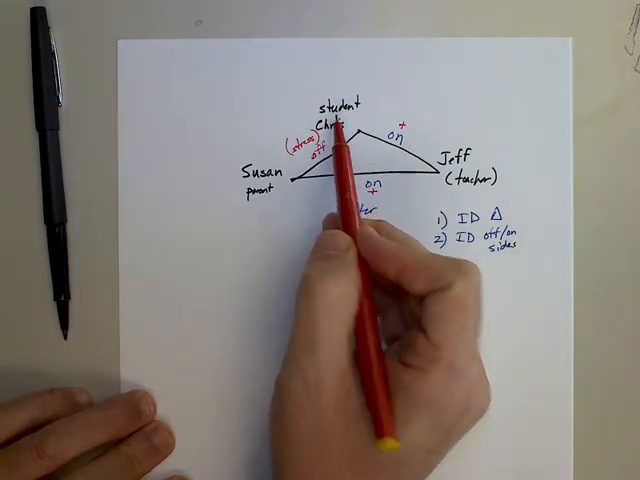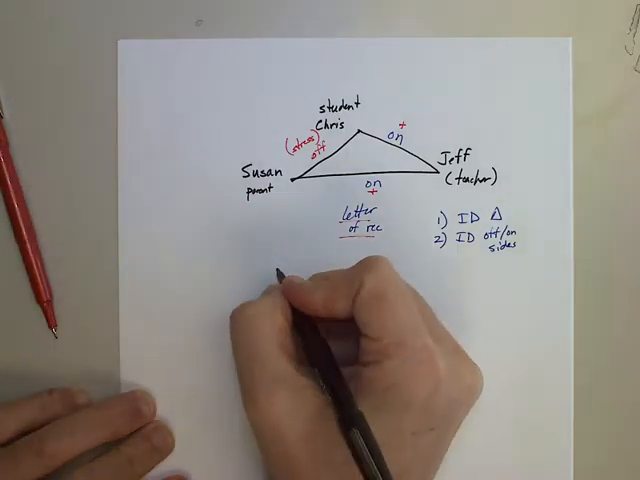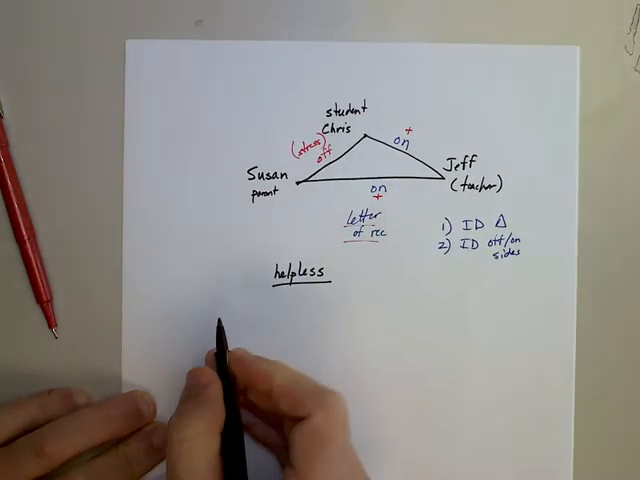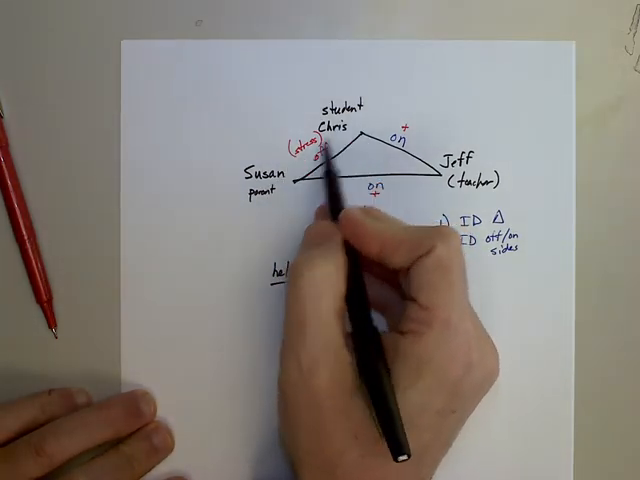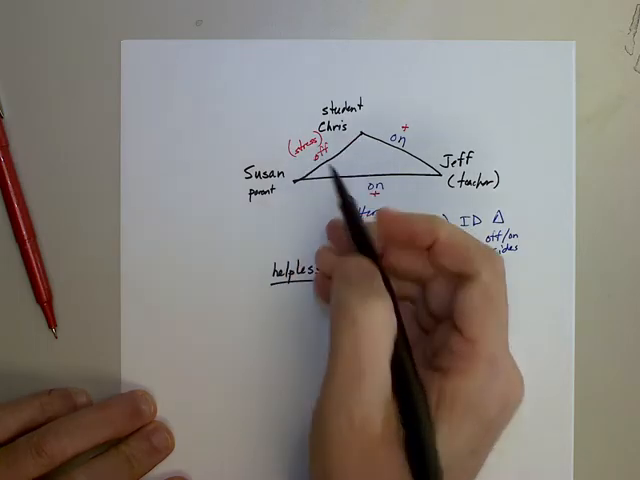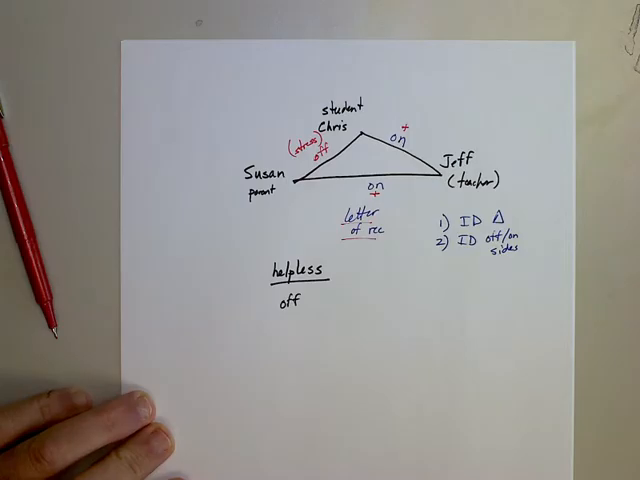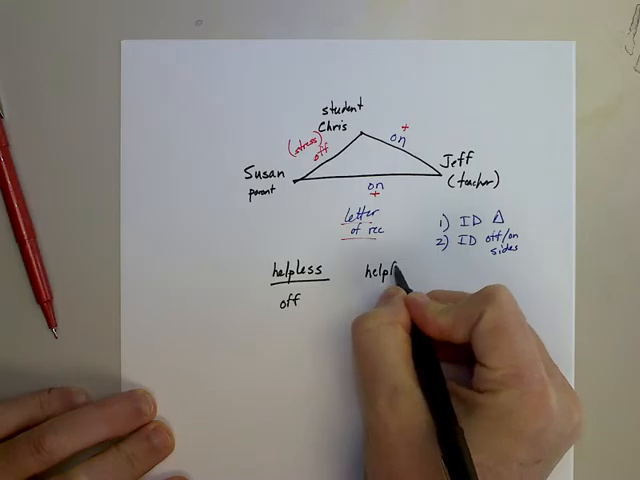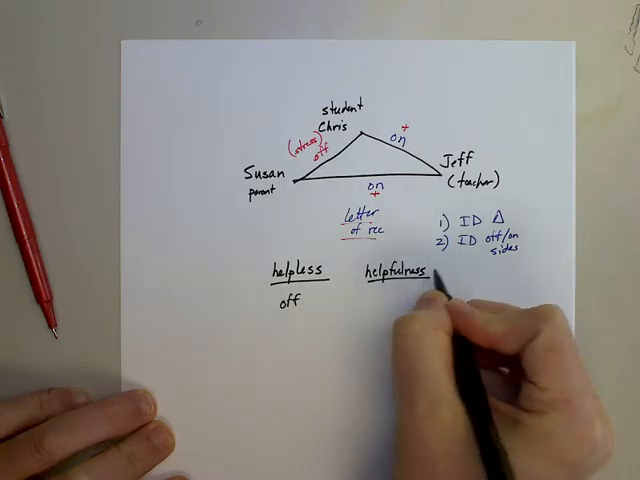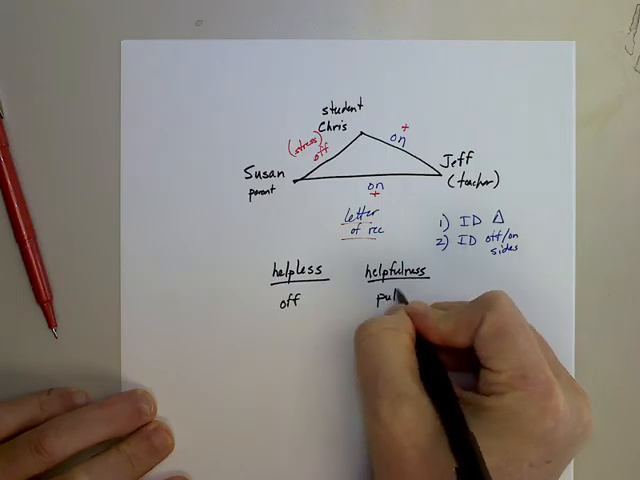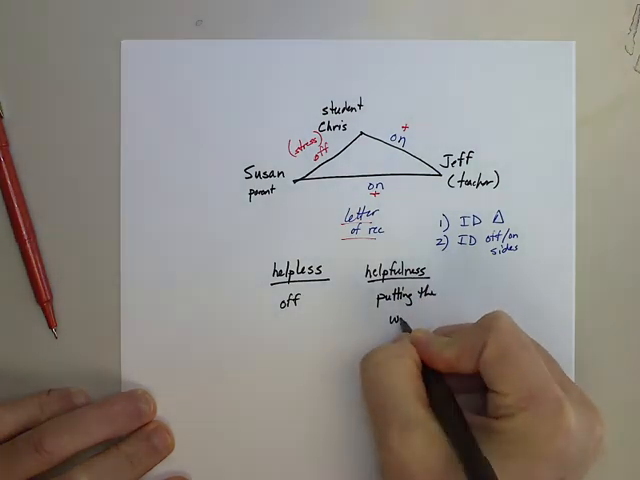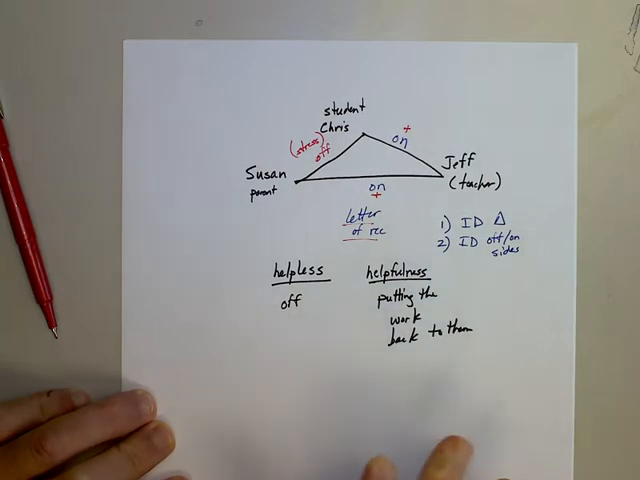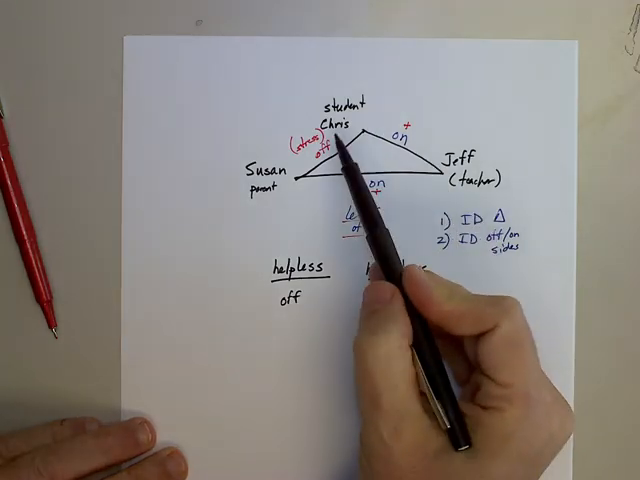Here's the difference between helpfulness and helplessness. Okay? Helpless, okay, was Susan trying to get me to work on this far side. Okay? Helplessness has to do with my offside and me trying to control that. Helpfulness, very different. That's me putting the work back to them.